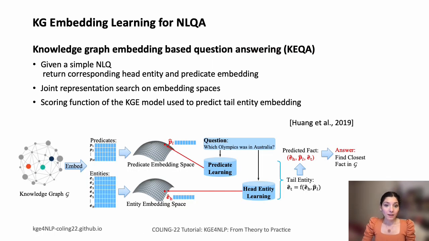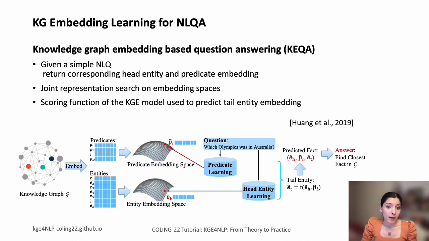Now, let's go back to the natural language line again and continue along the line of KGE representation learning. I would like to refer to several studies which aim at enhancing the knowledge graph question answering framework through knowledge graph embedding learning. The first one is knowledge graph embedding based question answering by Huang et al. In this work, given a simple natural language question that can be mapped by one triple fact in a KGE, the framework learns head entity and predicate representations.